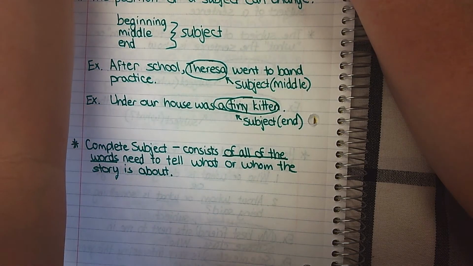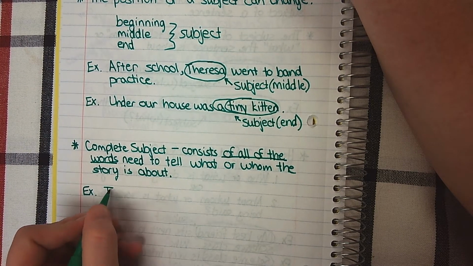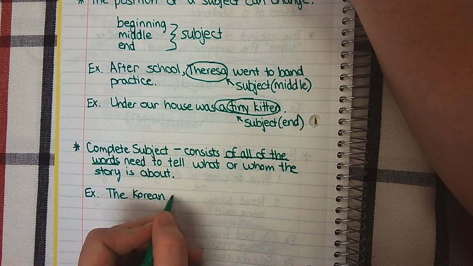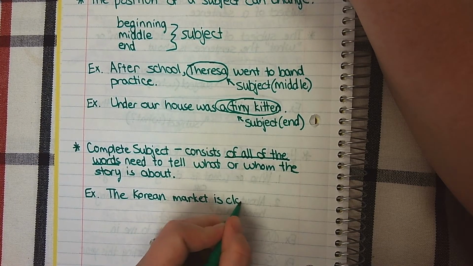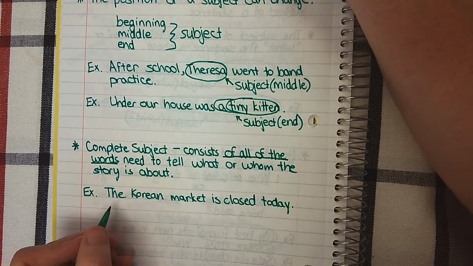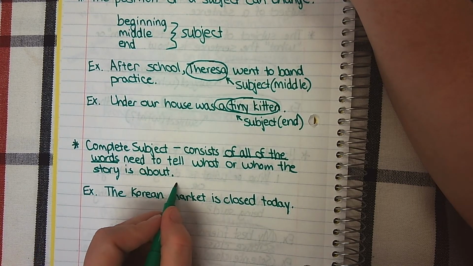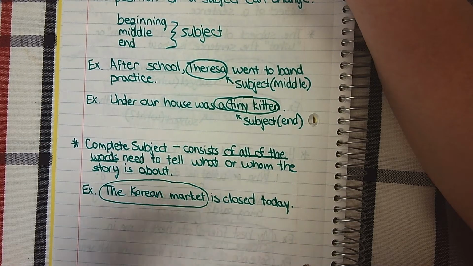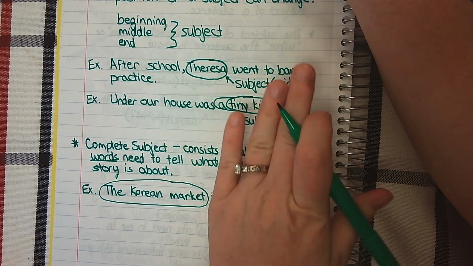Here's an example. The Korean market is closed today. The Korean market is closed today. Okay, so who or what is the sentence about? Well, the sentence is about the Korean market. So all of these words tell us what's happening, or tell us who it's happening, or what it's happening to. So the Korean market is closed today. We're focusing on the Korean market.